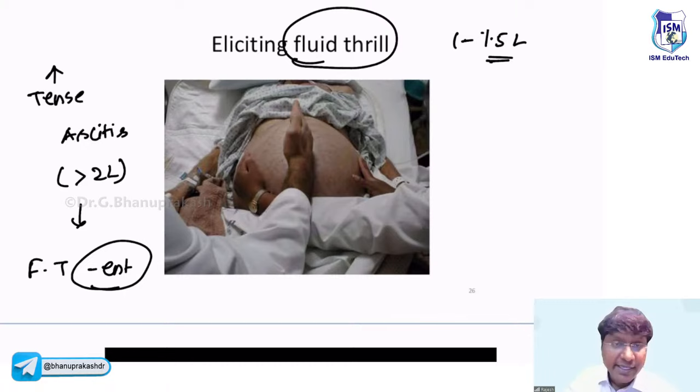Otherwise, the individual will go into a state of abdominal compartment syndrome, where there will be gangrene of the visceral organs.